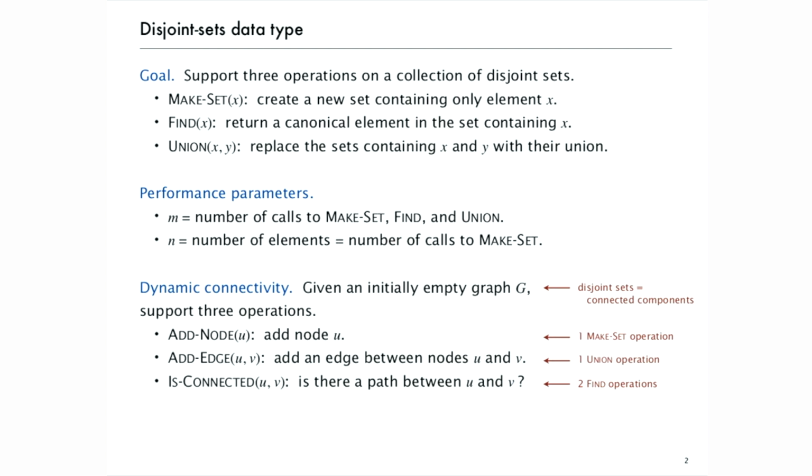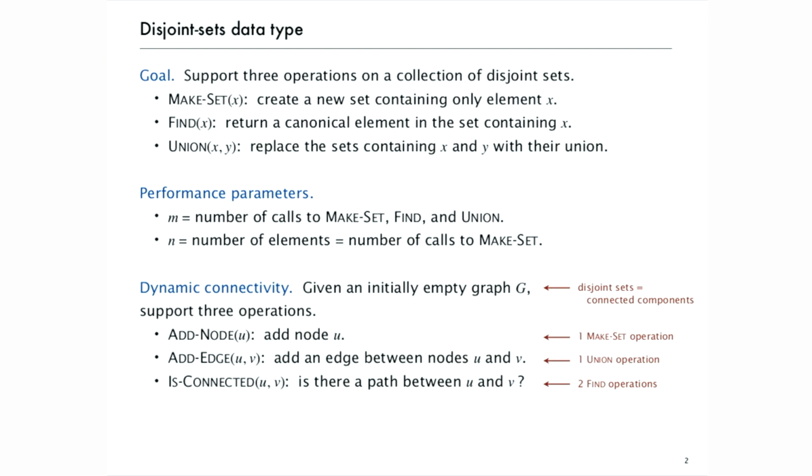Okay. So what is the disjoint set data type? We will have three operations. Make set X just creates a new set containing an element X. And what does find X tell? Imagine that you have these components or sets which are disjoint, and every set will have a leader or a canonical element. When I say find X, it means give me the leader of this set.